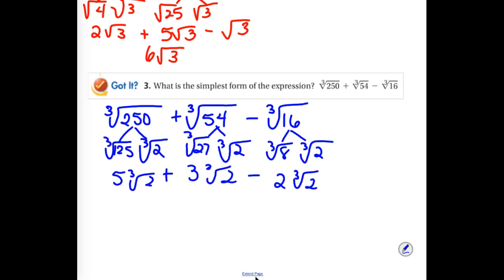All right, combining these now, we have 5 plus 3, that's 8. Subtracting 2, we should have 6 cube roots of 2. We good with that? All right.